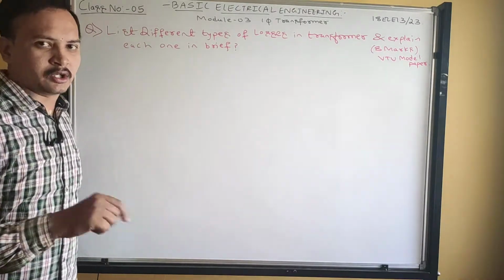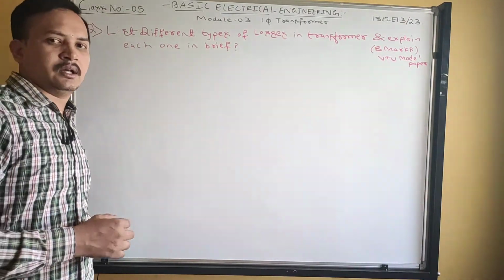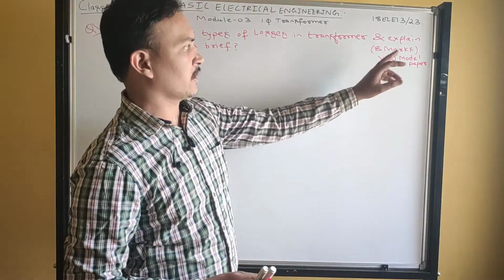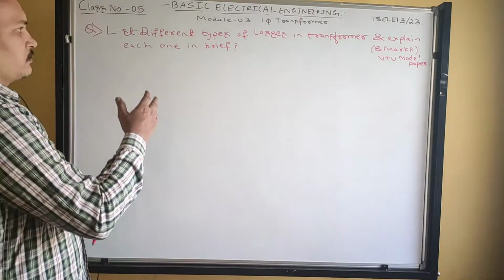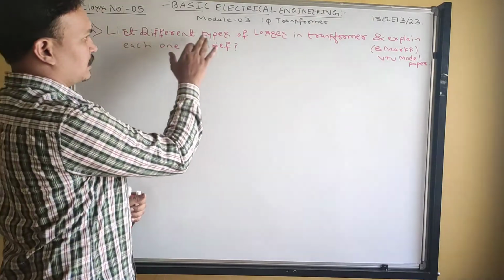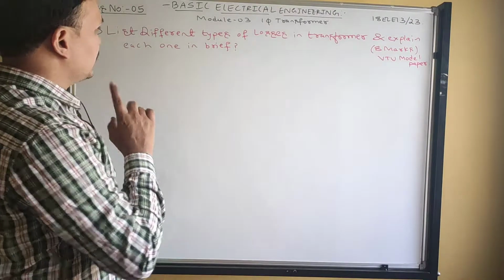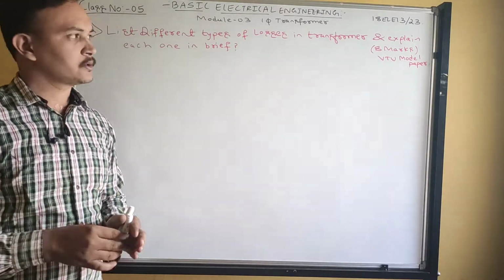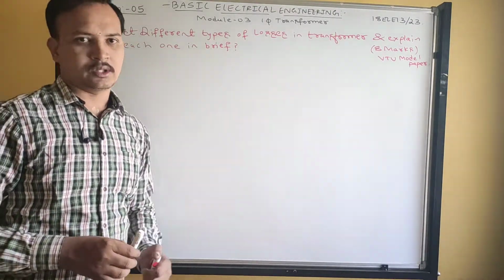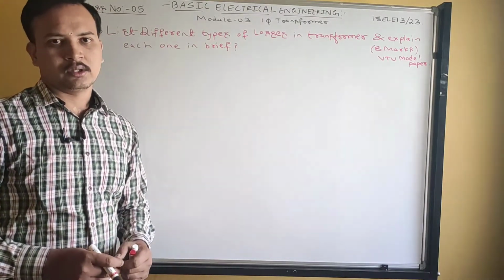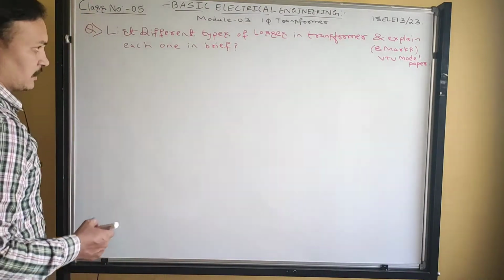Based on that topic, we can predict a question asked in a model paper for 8 marks. The question is: list different types of losses in a transformer and explain each one in brief. The same question we can predict for 4 to 8 marks. Okay, we can start this.